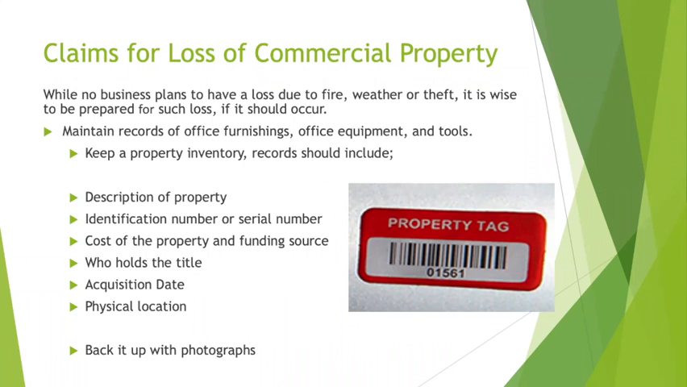We could go in and put in all of the information that we've got depicted on the slide: the description of property, the serial number, cost, how it was funded, where the funding source was, who holds the title, if it is a major property that has a lien on it, the acquisition date, and back it up with photographs. In case there's a loss, then it's easier to account for these items and have the claim covered in a reasonable amount of time.